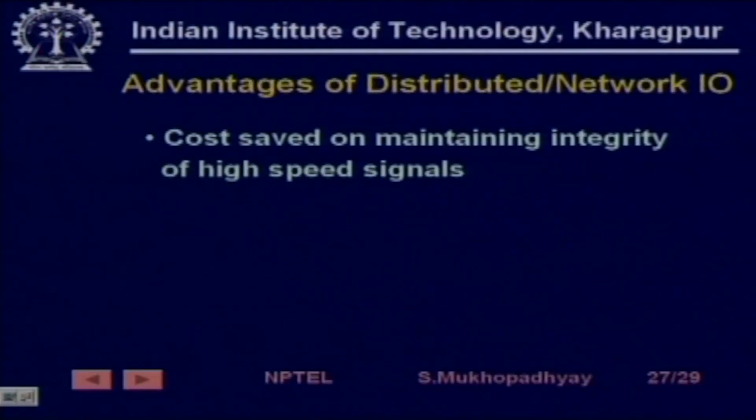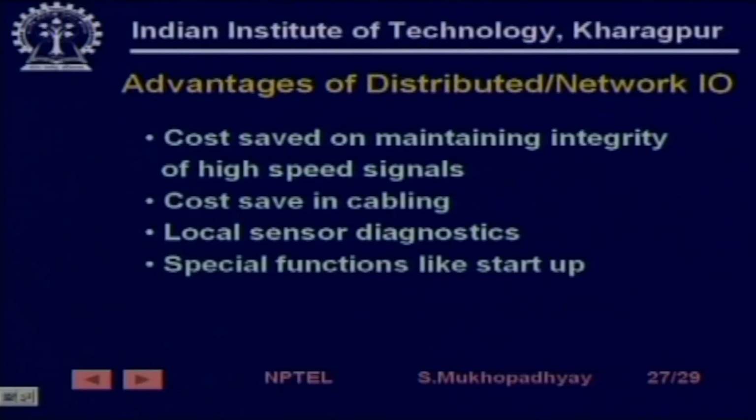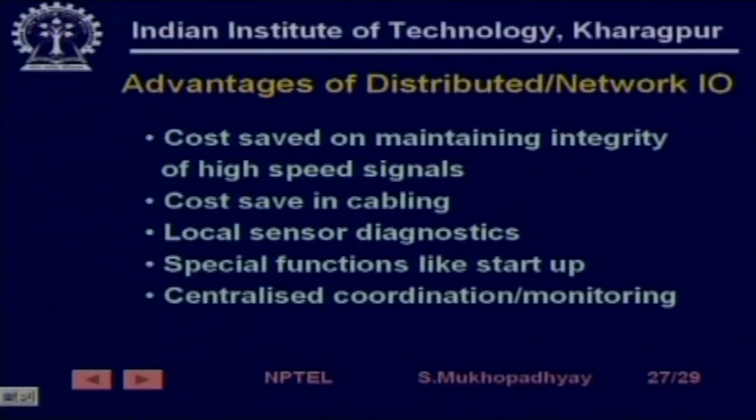The advantages of distributed network I/O are well understood. Cost saving on maintaining integrity of high speed signals, because of the advantages of digital communication, and the advantages of having an intelligent module near the machine. So you can have good sensor diagnostics, fault monitoring functions can be realized without overloading the CPU. You can do special functions like startup. So in such cases, the PLC CPU really works like a supervisory system, and the actual control is done on the spot. So you have better centralized coordination and monitoring.